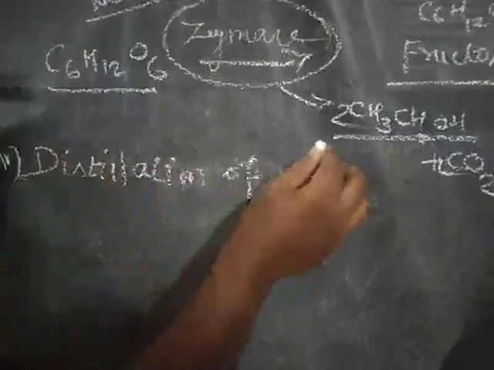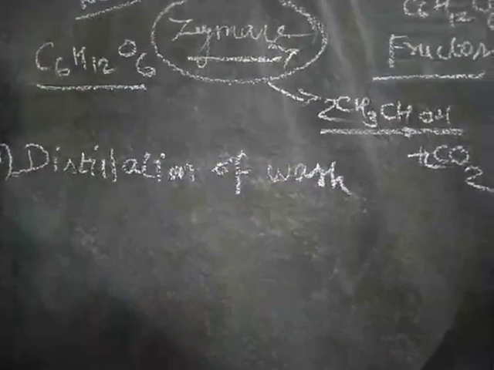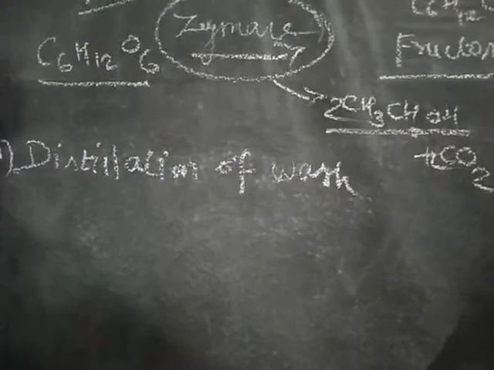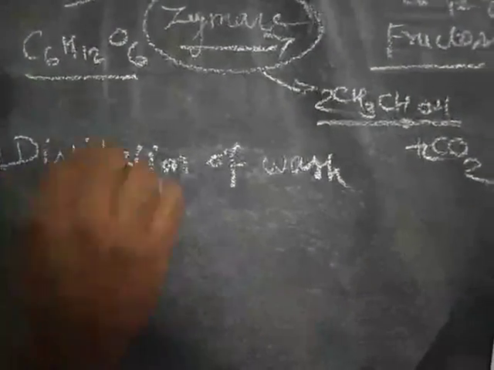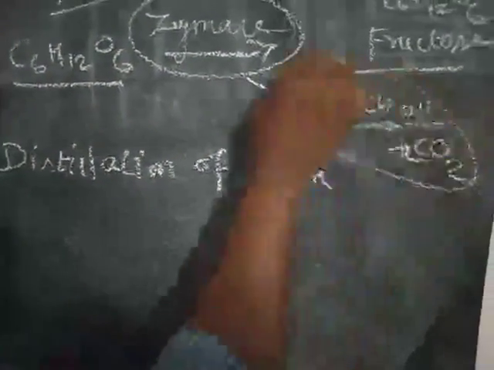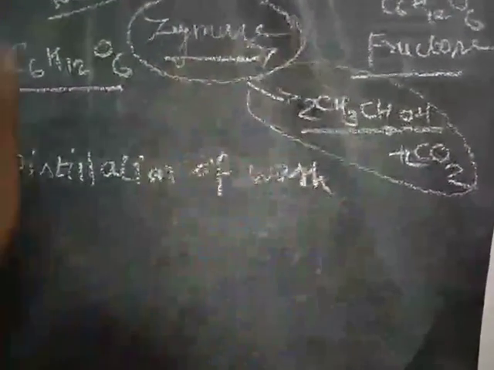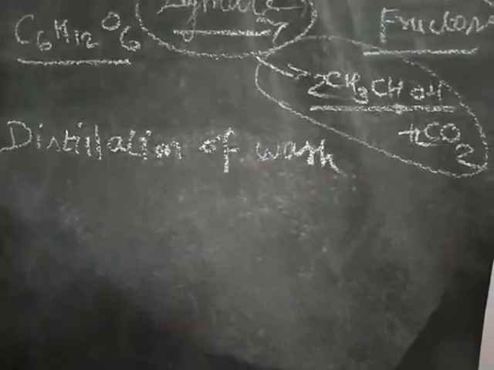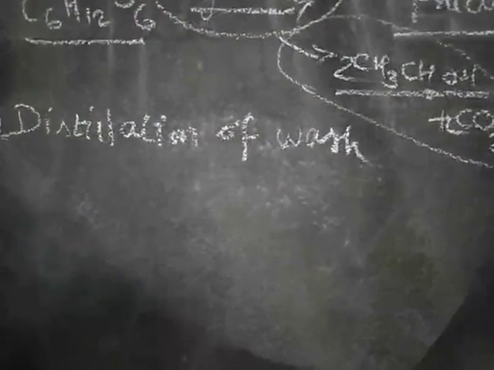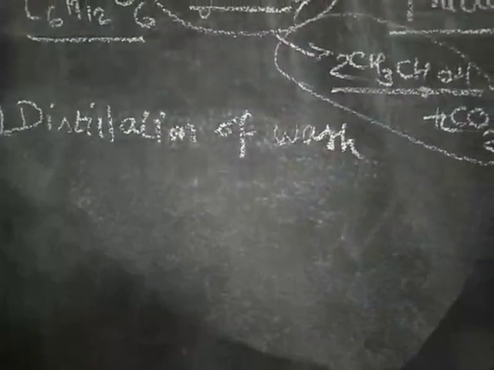The wash is nothing but the fermented liquid. In the second stage we utilize the fermentation process, and that liquid is called the fermented liquid, or wash. Fourth stage, distillation of wash.